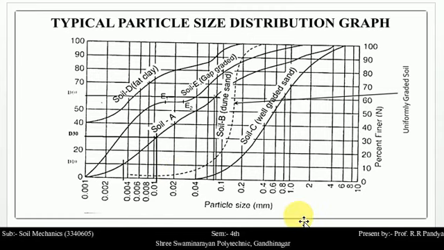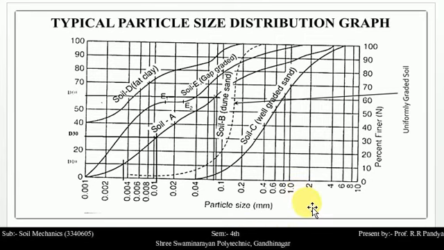This is how you can plot the values of percentage finer and particle size. You have to take the value of percentage finer on the abscissa and the particle size on the ordinate.